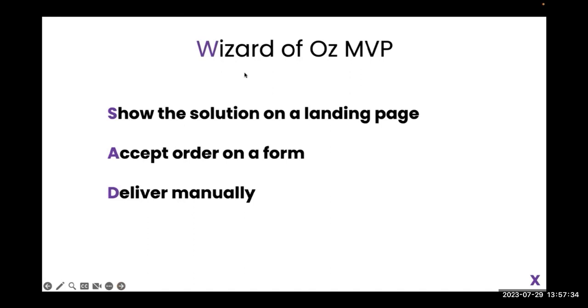Anyway, coming back to our Wizard of Oz MVP, the founders themselves showcased the solution on a landing page. They reached out to the target customers and accepted orders on a form. It was a landing page. It wasn't a fully functional e-commerce website. And they delivered it manually to get a response from their customers, to build that feedback loop of build, measure, and learn. What is the feedback of these customers? And then they improvised on what they could do. So quite in line with your answers as well.